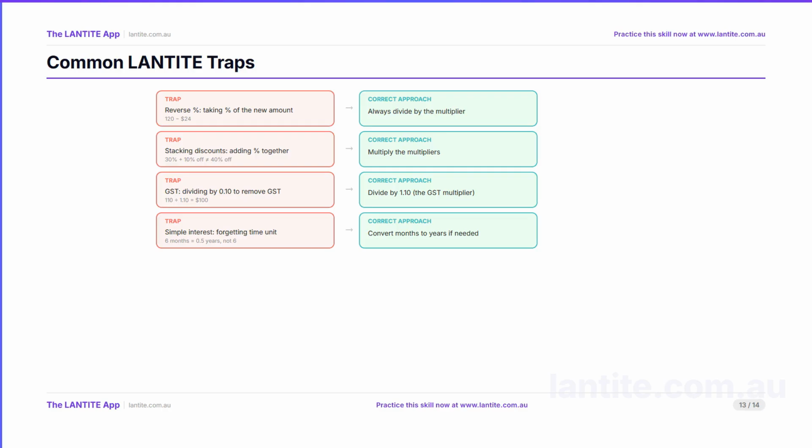Let's review the 4 most common percentage traps on the LANTITE. First, with reverse percentages, don't take the percentage of the new amount and subtract, always divide by the multiplier. Second, when stacking discounts, don't add the percentages, multiply the individual multipliers. Third, to remove GST from a price, divide by 1.10, not by 0.10. And fourth, with simple interest, make sure the time is in years. If the question says 6 months, that is 0.5 years, not 6.